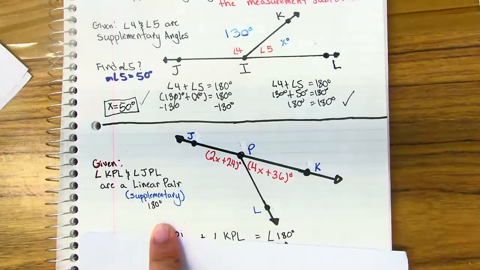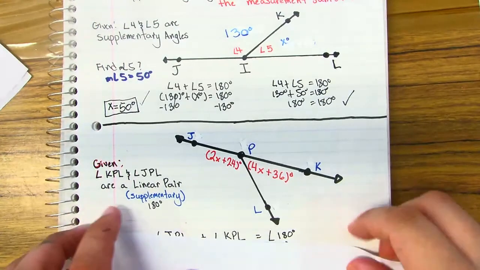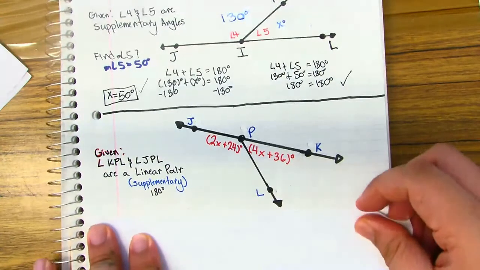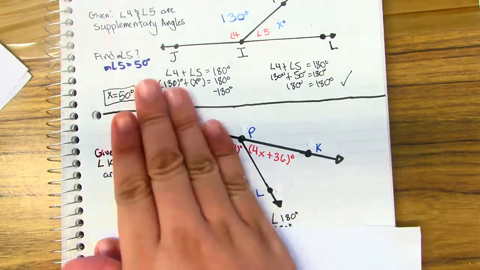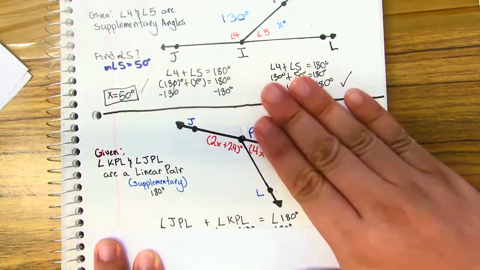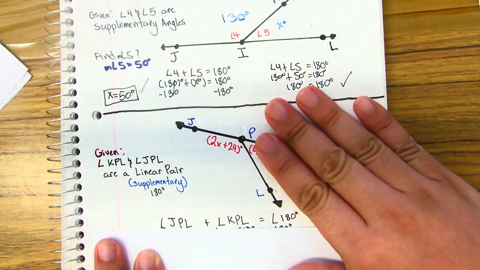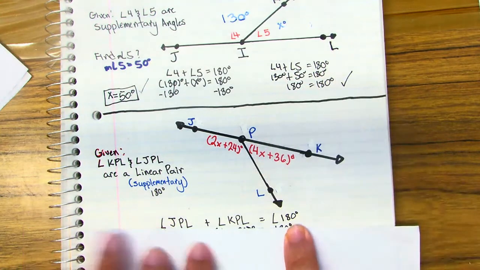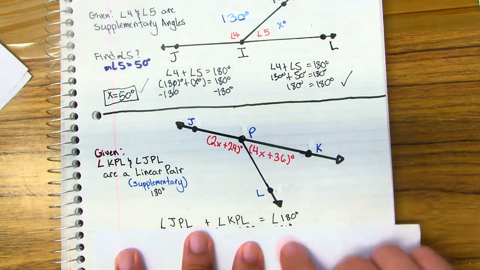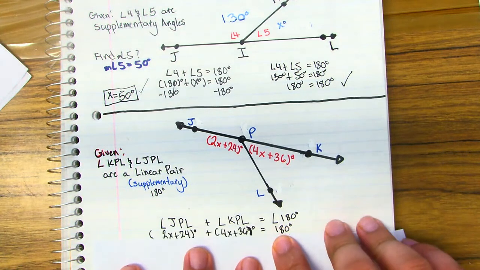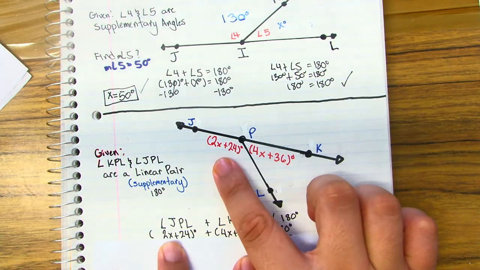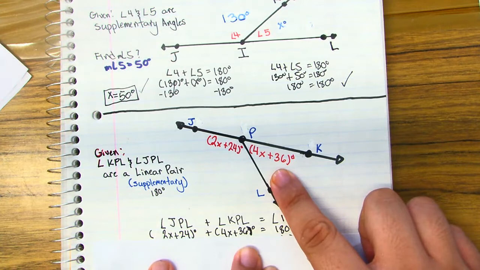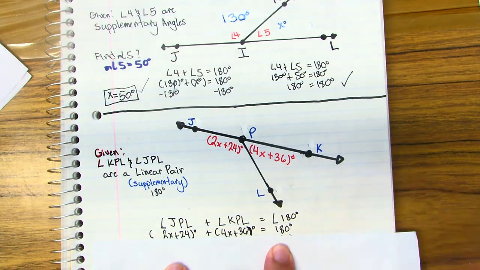It's really how you want to create a pattern for yourself, right? There are so many reasons. Just pick one that will suit you. Then we already created that statement. We said that KPL plus JPL are a linear pair. That means the supplementary angles are going to equal 180 degrees. That's our statement. What we're going to do is substitute the value of JPL with 2x plus 24, and substitute the value of KPL with 4x plus 36, and it will equal 180.